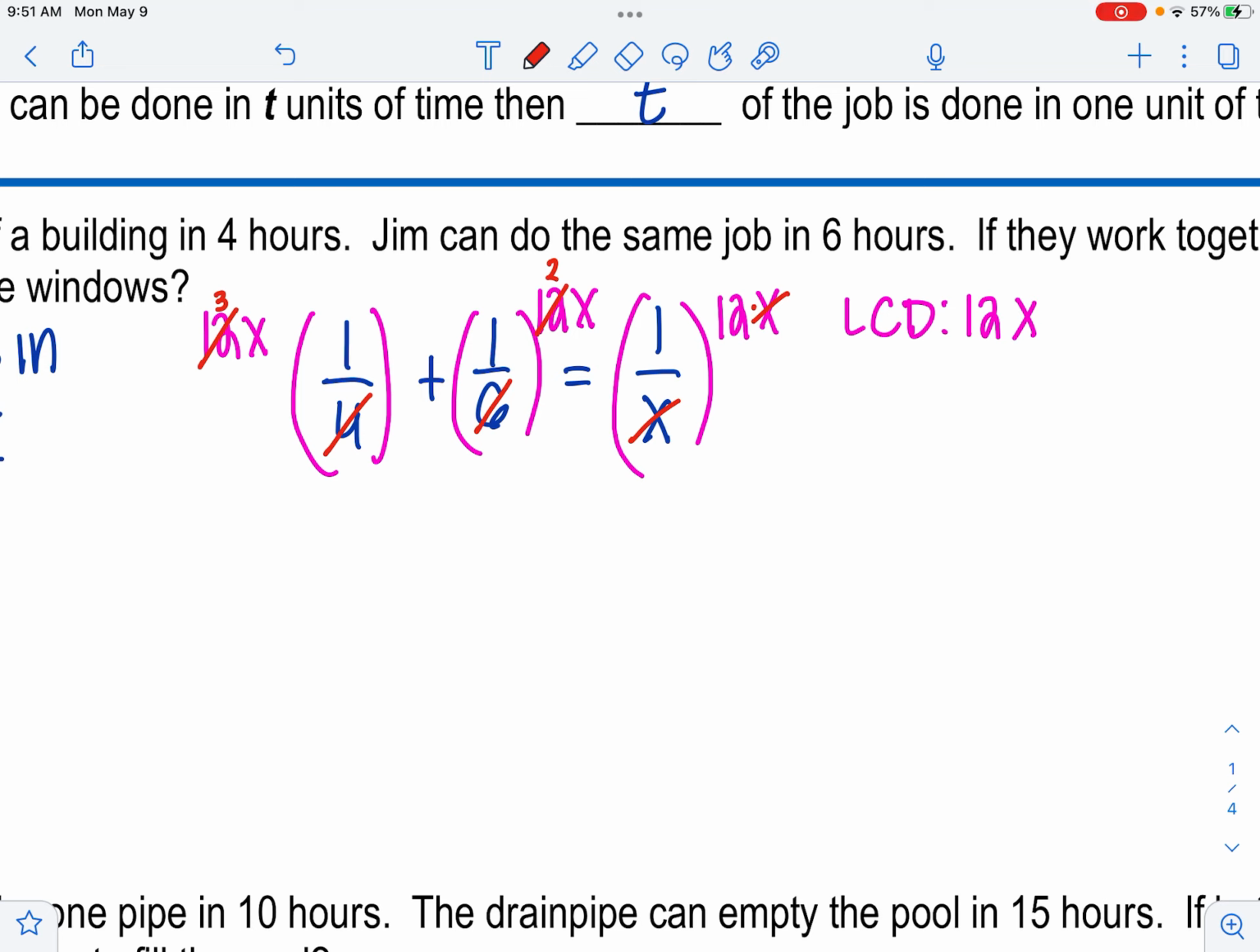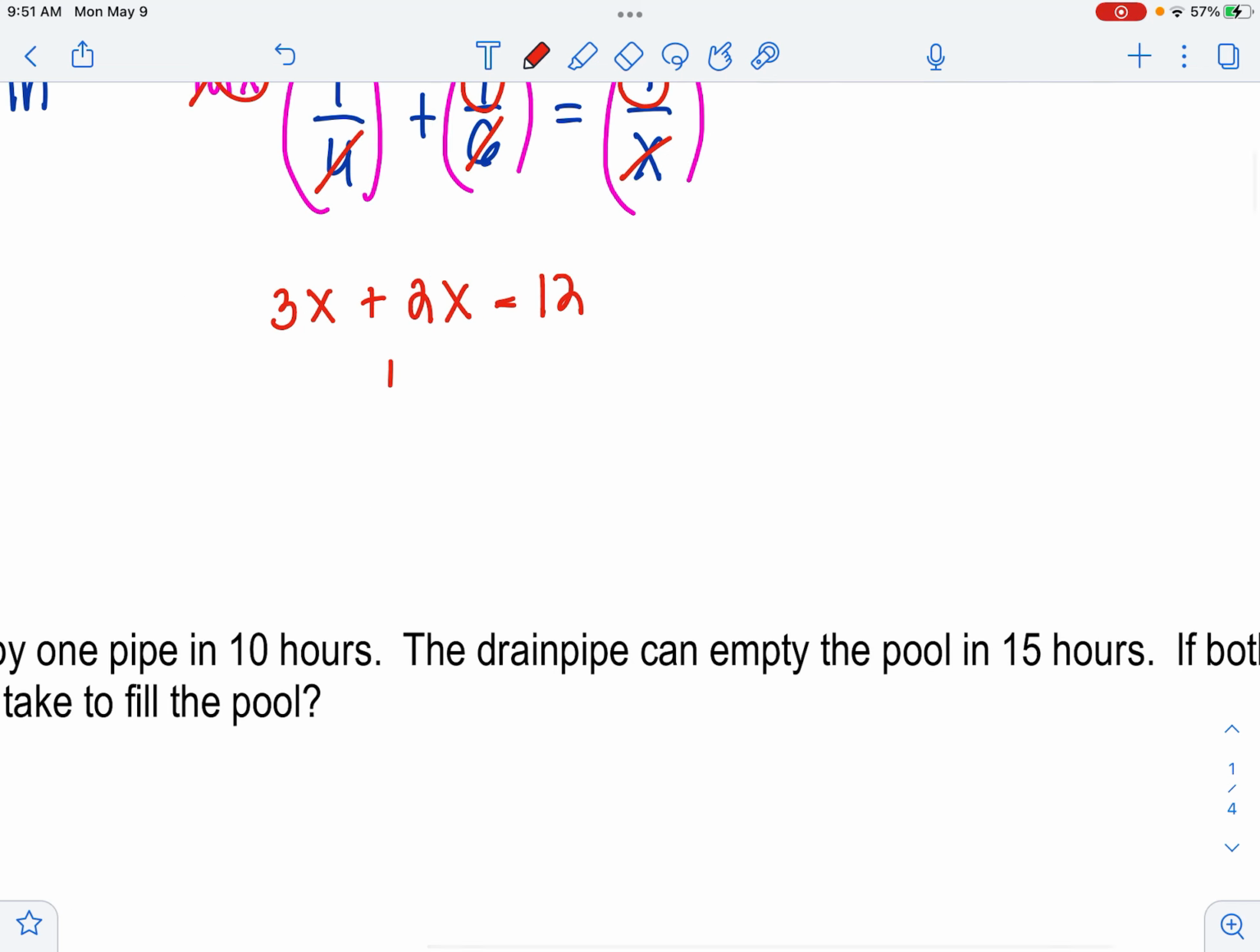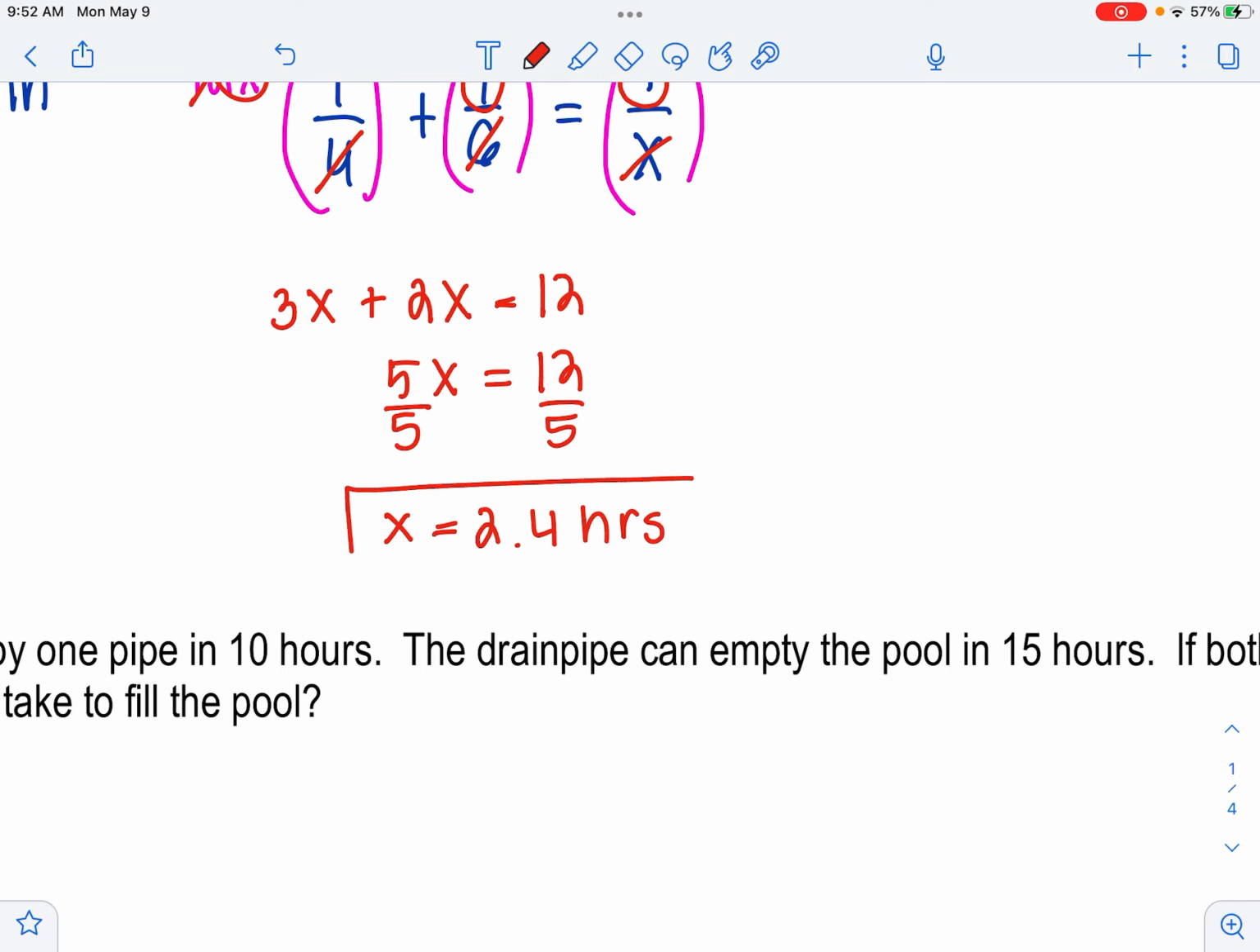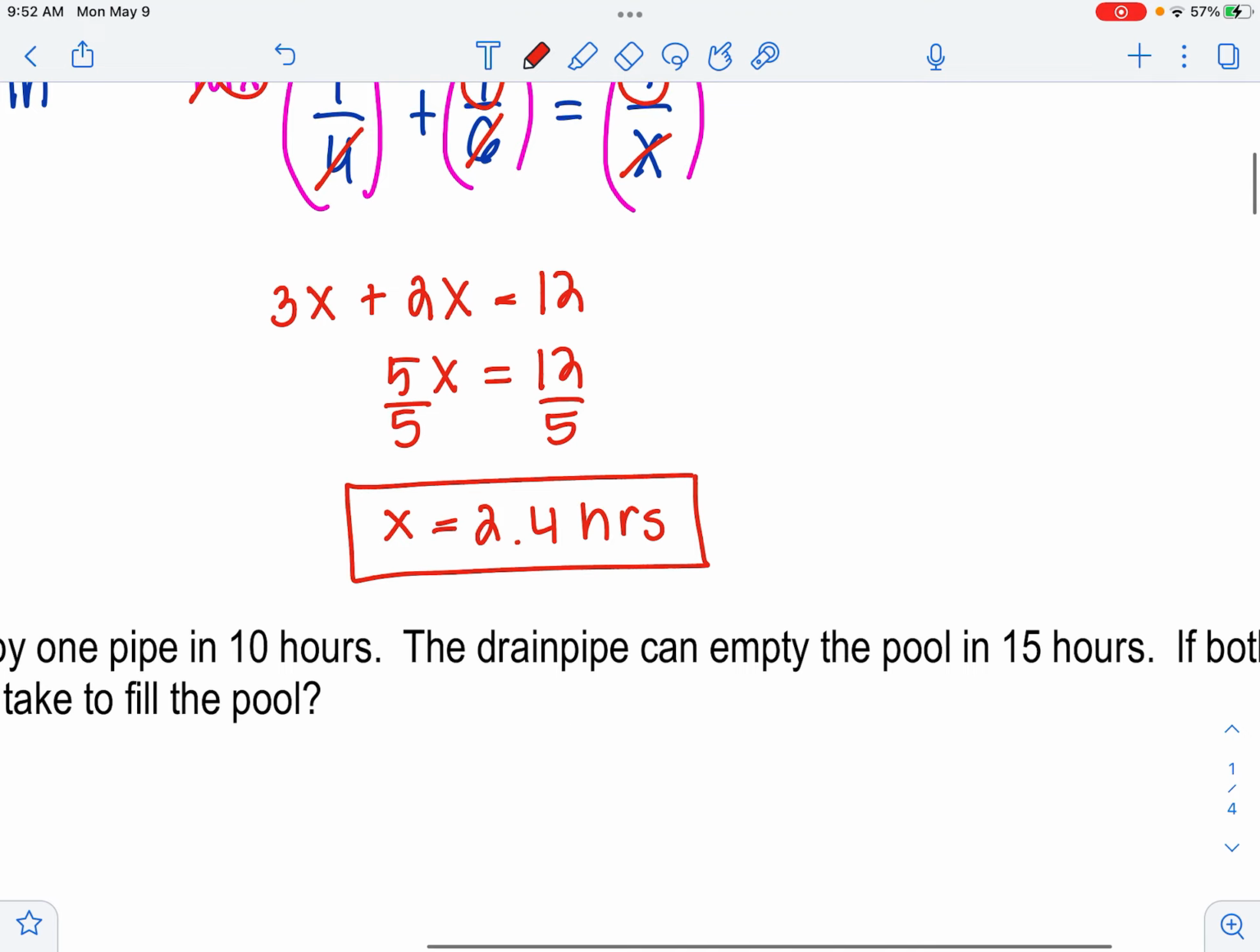So I have 3x times 1, which is 3x, plus 1 times 2x, which is 2x, is equal to 1 times 12, which is 12. Combine like terms, that's 5x equals 12. Divide both sides by 5, and you get x equals, that goes in there twice with a remainder of 2, so 2.4 hours. So together, it will take them 2.4 hours to wash the windows. Okay? Yes, you can use a calculator, FYI.